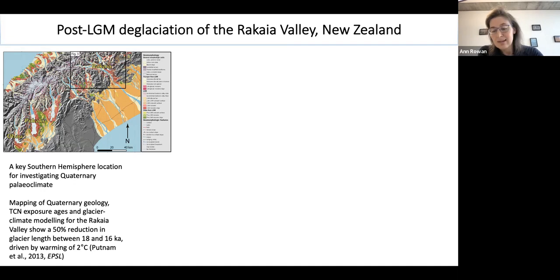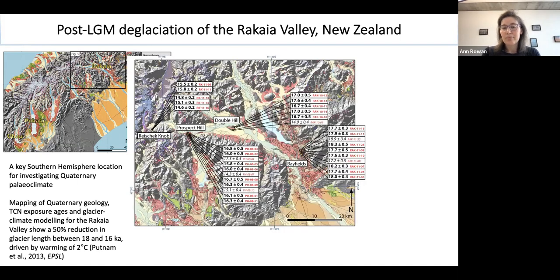And this mapping of the Quaternary geology in great detail. And then in this paper, Aaron Putnam produced a beryllium-10 geochronology for the moraines in this valley, which you can see here. So the large number of dates from a set of moraines record the deglaciation from the last glacial maximum, which reached to the range front about here. And this is one of the largest paleoglaciers in the Southern Alps, and it's flowing from the east of the Southern Alps. So it's really useful as a potential climate proxy.